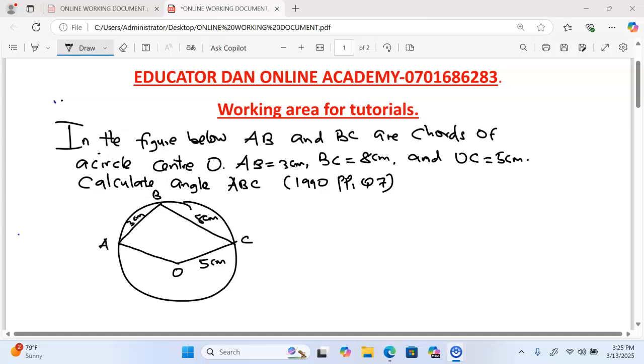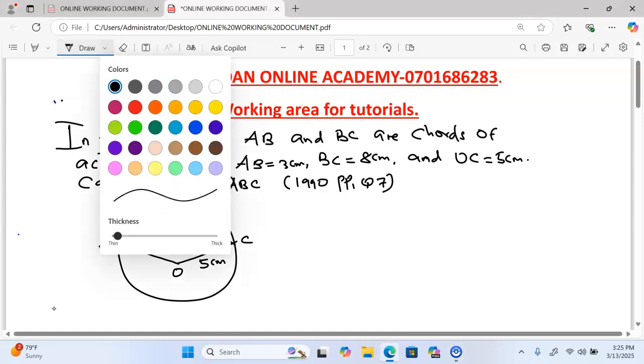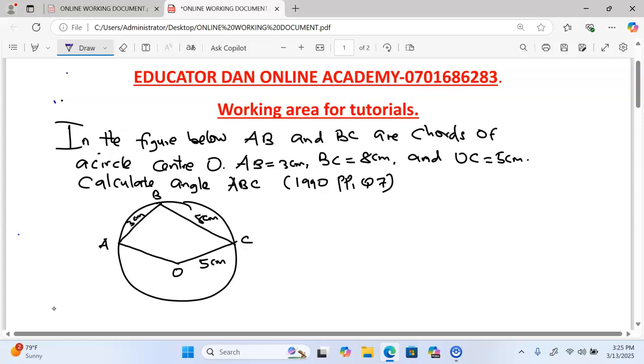We are yet again working on a question on trigonometry, a question that was done in KCSE 1990, Paper 1, Mathematics, question number 7. The question reads: in the figure below, AB and BC are chords of a circle, center O. AB is 3 centimeters, BC 8 centimeters, and OC 5 centimeters. Calculate the angle ABC.